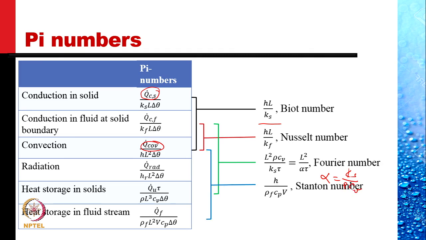And one more, convection and heat storage in the fluid stream. If we combine this, we get H divided by rho f Cp v as an invariant, and this pi number is termed as Stanton number, in which the rate of heat convection at the boundary is related to the heat storage capacity of the fluid stream.